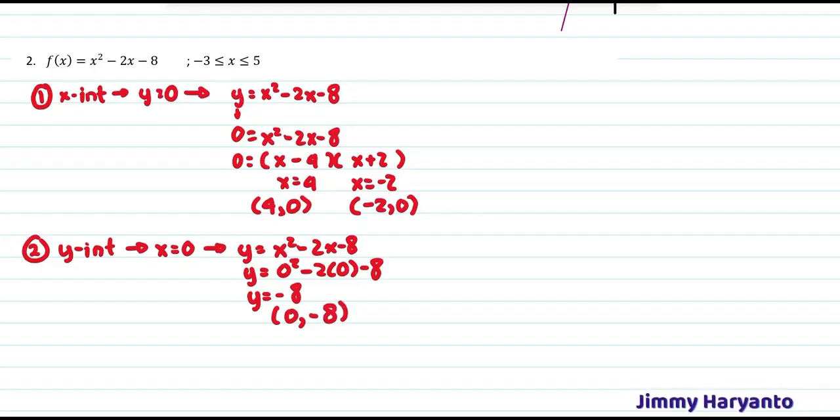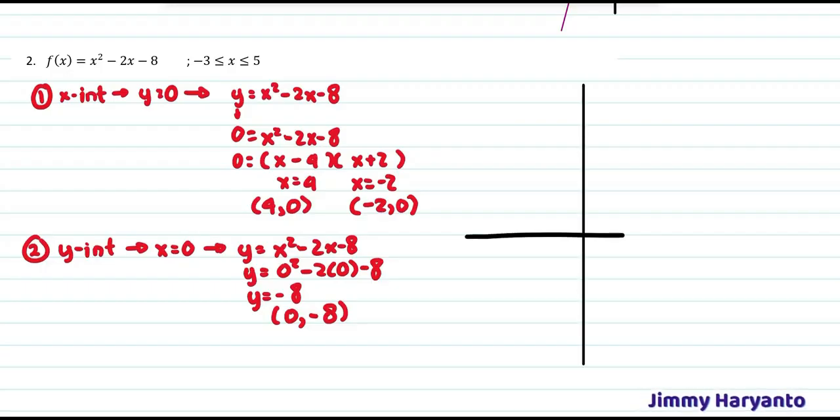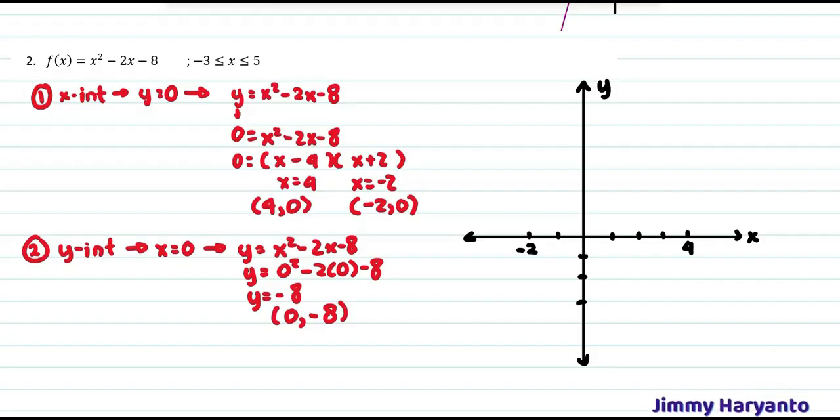Okay, this is a quadratic. Actually, for a quadratic, 3 points is enough to sketch the graph. So let's just sketch the graph like this. This is the y and this is the x, and then 4 is right there, and negative 2 is right here. Negative 8, 1, 2, 3, 4, 5, 6, 7, 8, negative 8 is far below.